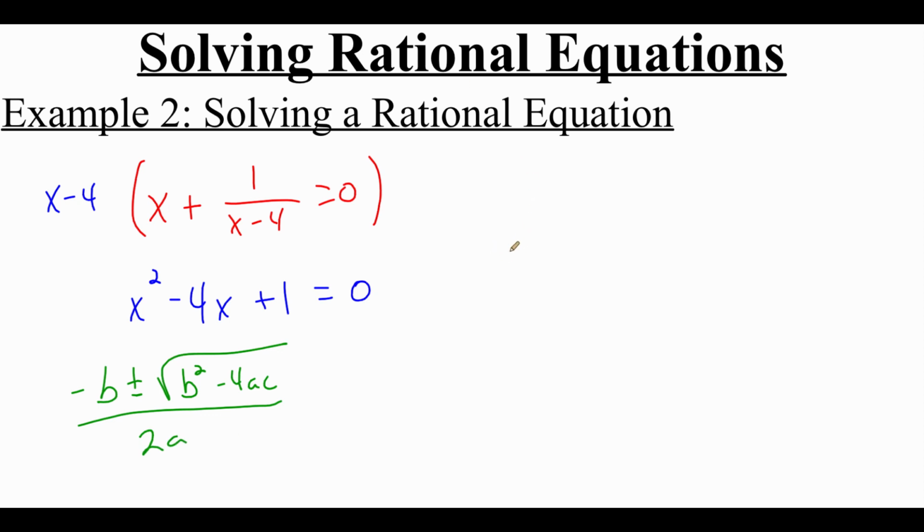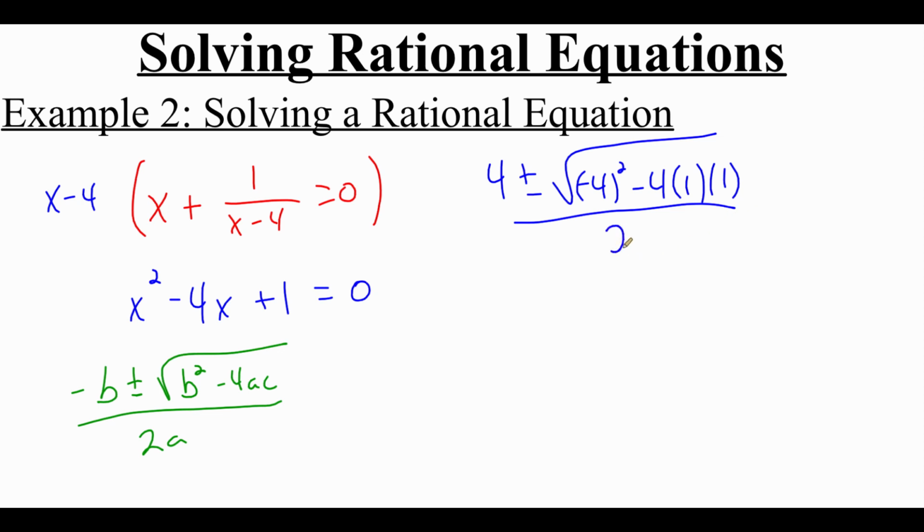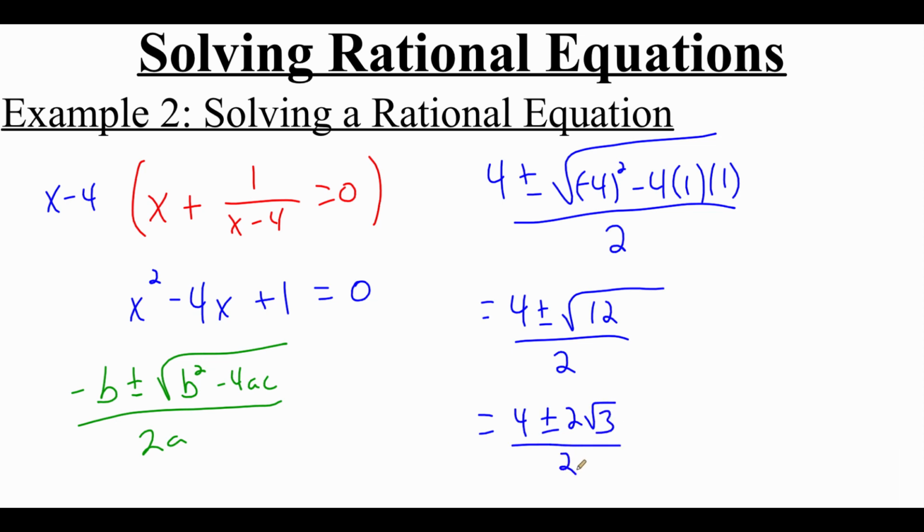So we're going to have to do the quadratic formula. So if I start plugging my numbers into the quadratic formula, I'll get 4 plus or minus the square root of negative 4 squared minus 4 times 1, all over 2 times 1 would just be 2. Now underneath the radical, we're going to end up getting 12, and then we can simplify down that square root of 12 a little bit. So this will end up being 4 plus or minus 2 root 3 over 2.